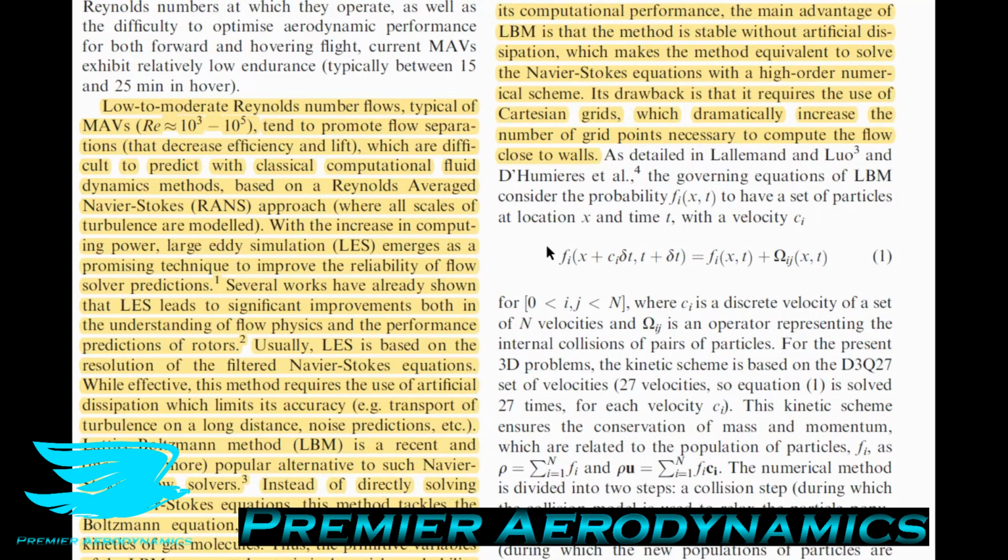So low to moderate Reynolds number flows, typical of MAVs, between 1,000 and 100,000 Reynolds numbers, tend to promote flow separations that decrease efficiency and lift, which are difficult to predict with classical computational fluid dynamic methods such as the RANS approaches. The reason these flows promote separation is that the flow doesn't have much energy at these low Reynolds numbers, which means it can detach much more easily. If you don't know why that is, check out some of our other podcasts on wings, where I go through it a bunch of times.